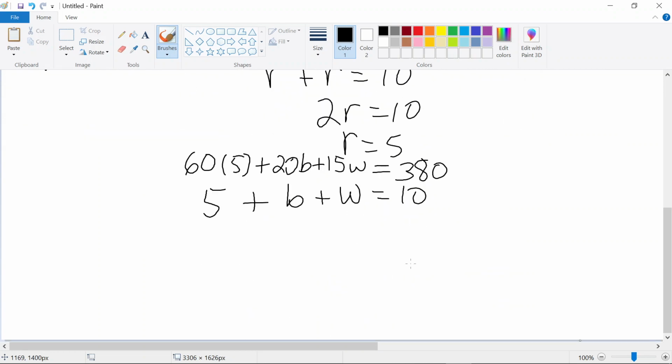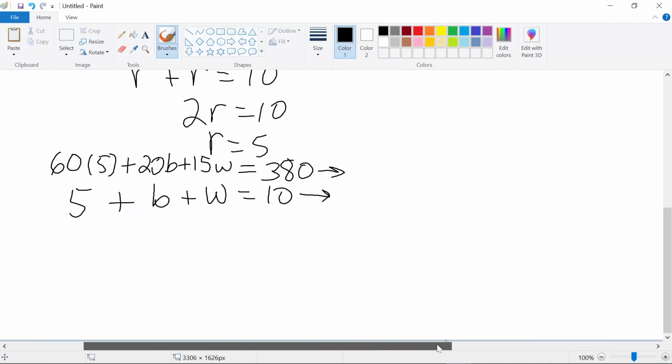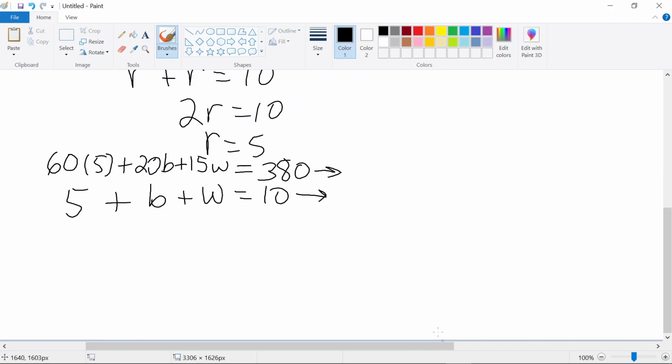Okay, let me make numbers and get variables on one side. 60 times 5 is 300. 380 minus 300 is 80. So 20B plus 15W equals 80. Got it? And then this one, I have B plus W is 10 minus 5. B plus W equals 10 minus 5 is 5.